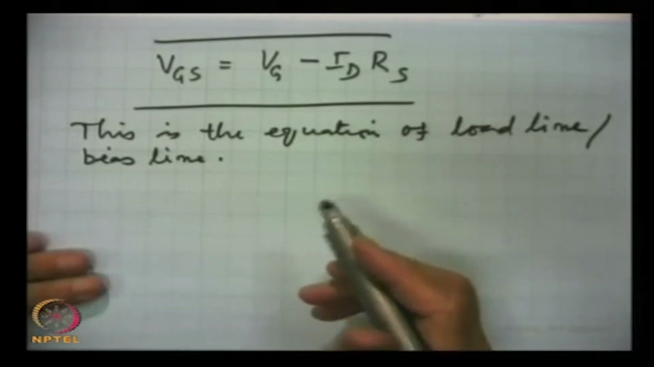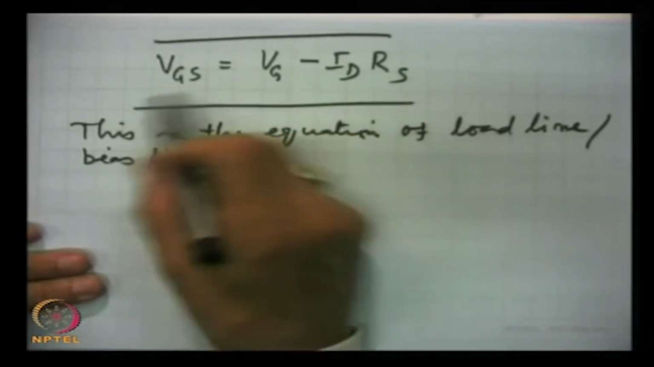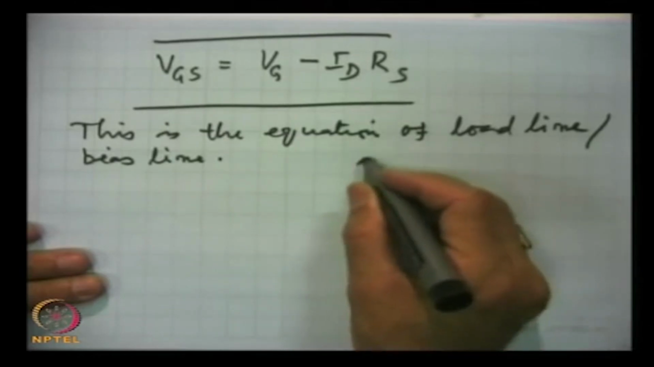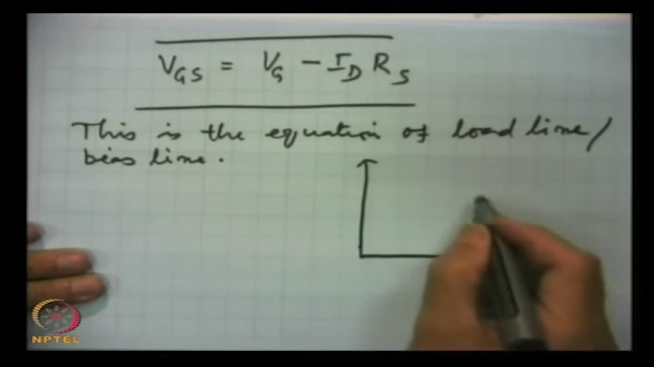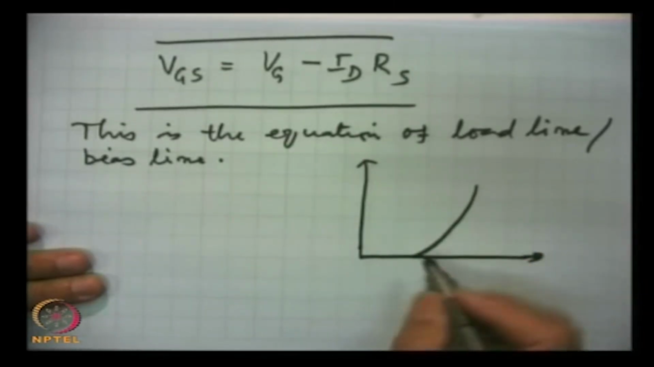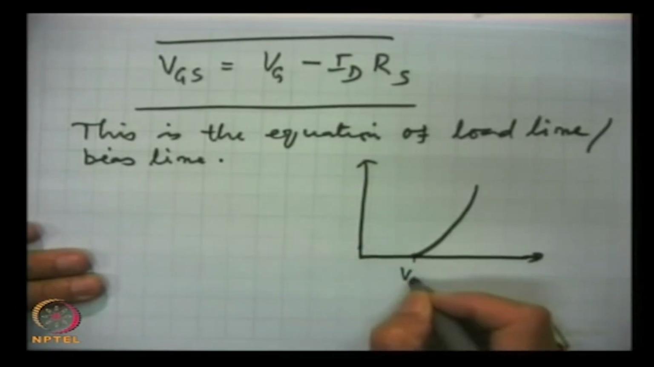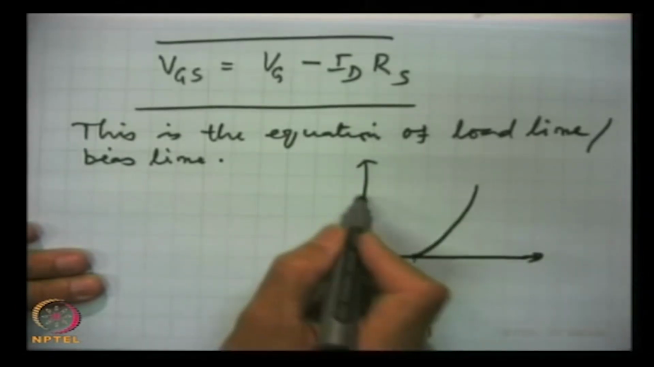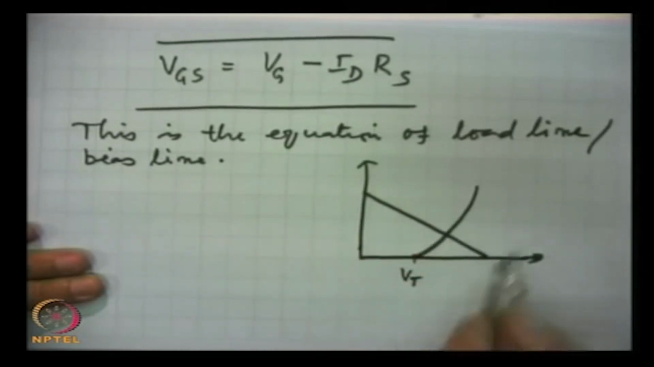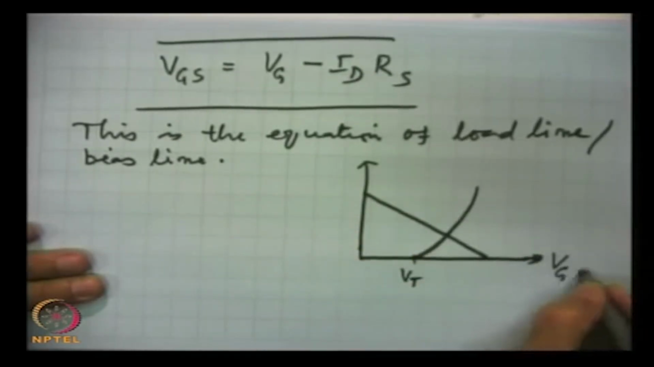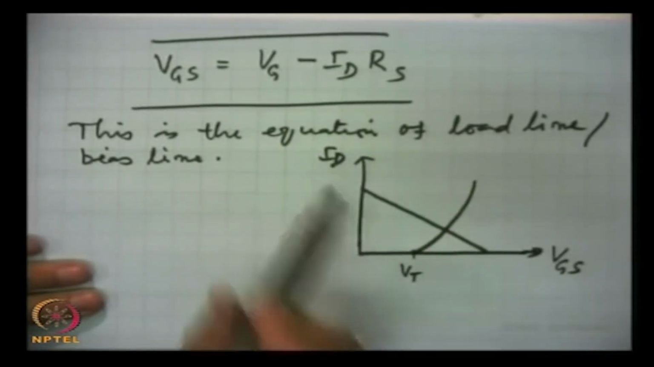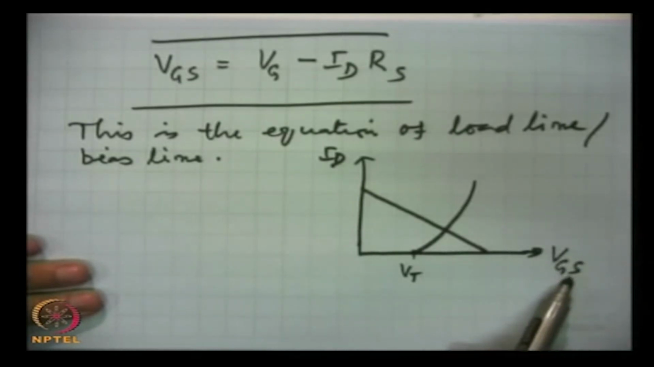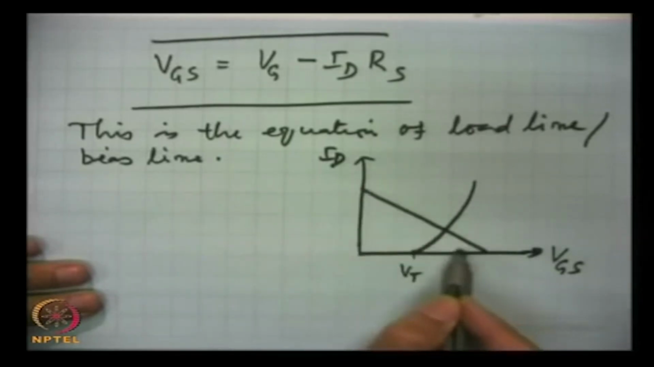So, when we plot this here, these are the characteristics. This is VGS, ID, the output current, and input voltage. Input voltage is gate source voltage, and this is the equation of a straight line.